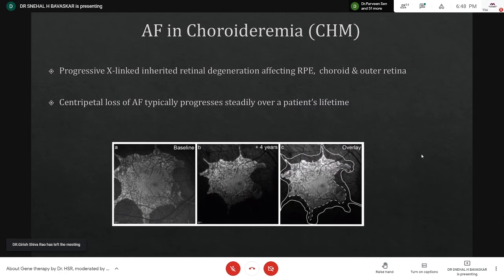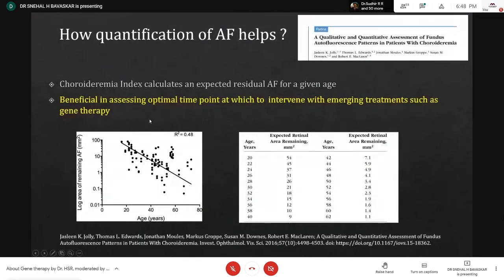As we all know, in choroideremia there is a centripetal loss of function manifested as a loss of autofluorescence, which typically progresses steadily over a patient's lifetime. So how quantification of autofluorescence helps here is that there is an index known as the choroideremia index, which calculates the expected residual autofluorescence for a given age.